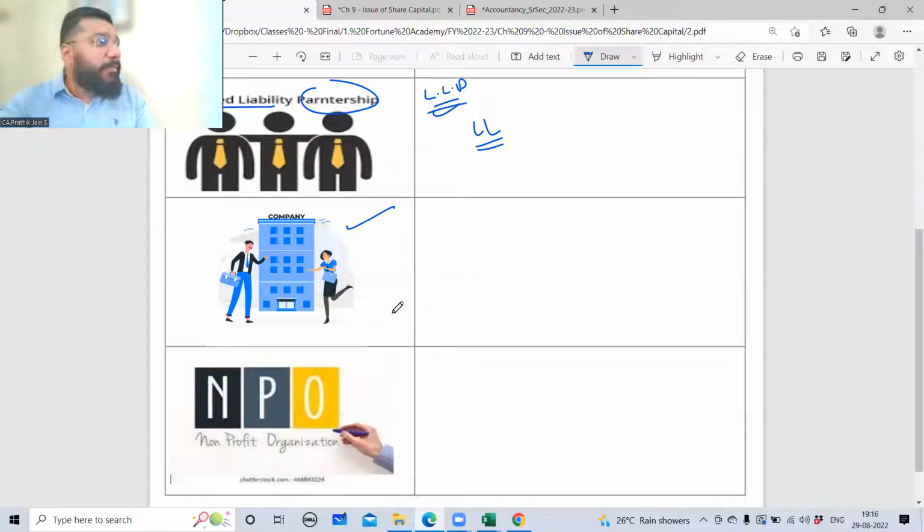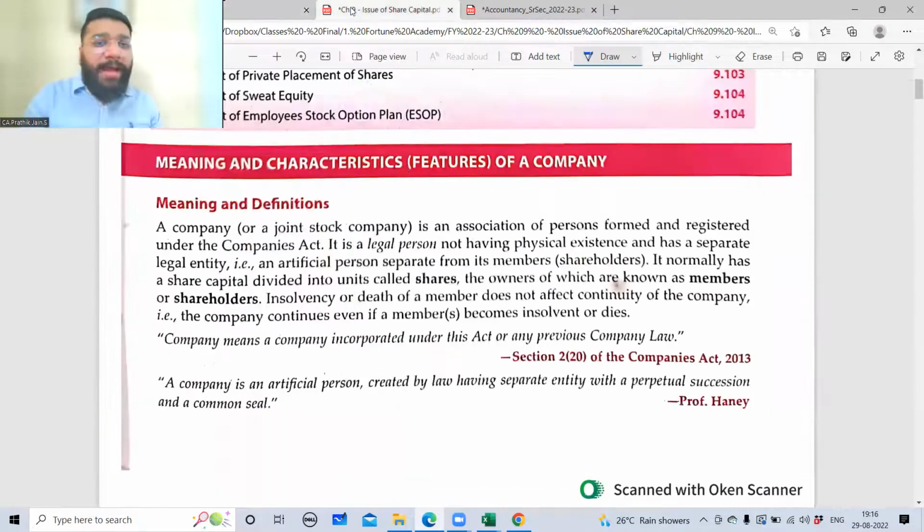Creation of the society. The apartments have societies, right? So they come under the concept of NPO. Am I clear? Yeah. So this is it. I'm not going too much in detail. So let's come back to our topic, guys.